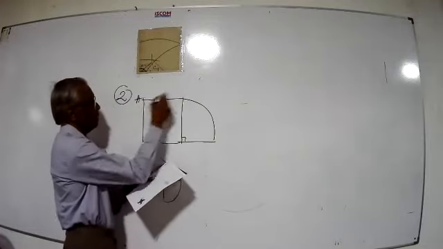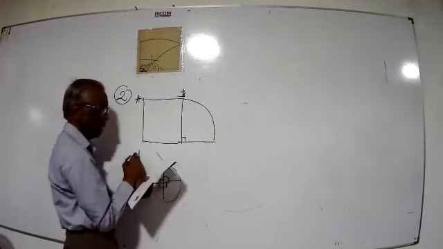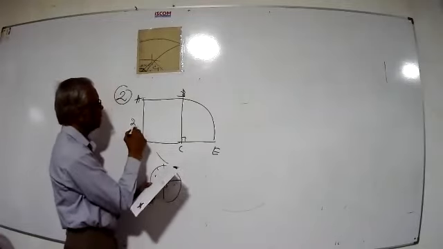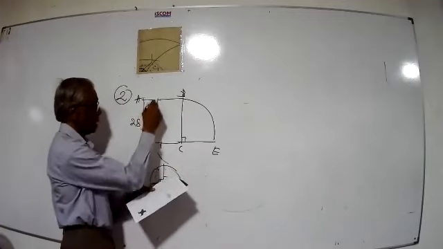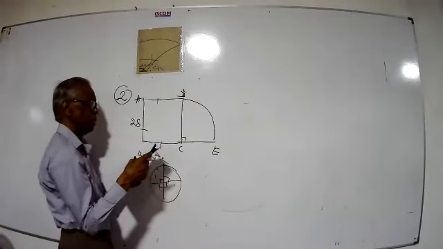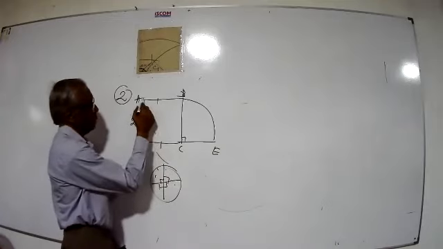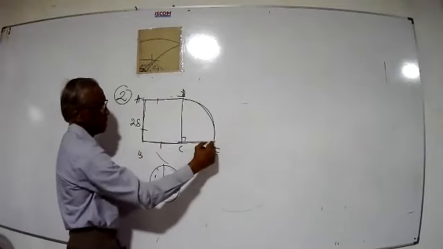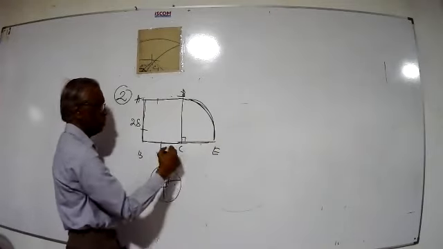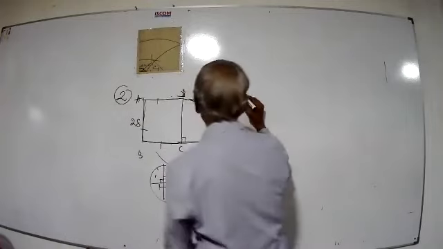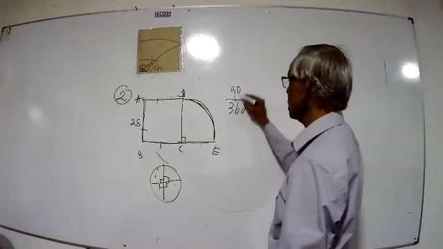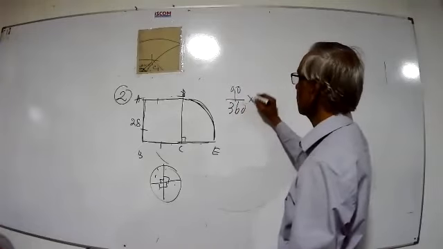What is the question? ABCD is a square, AB is 28. Find the perimeter of the figure. Perimeter again is about the boundary. You can write 90 upon 360, or straight away 1/4 of the angle.